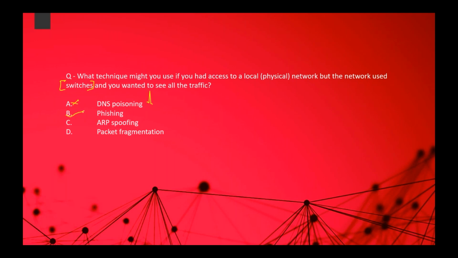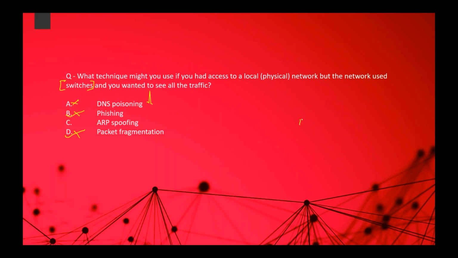Now phishing. Phishing is what? Phishing means sending malicious emails to someone and making them click on those links and fall into your trap, right? We're not doing that, right? So let's remove this option. Packet fragmentation. We'll remove this option as well because we don't have any packet, we don't have any data.